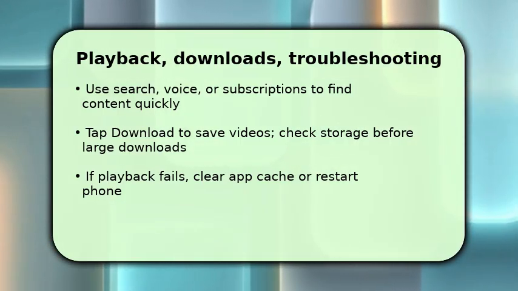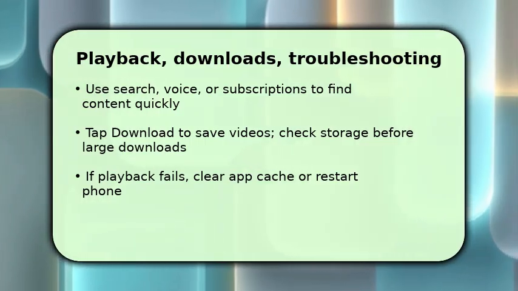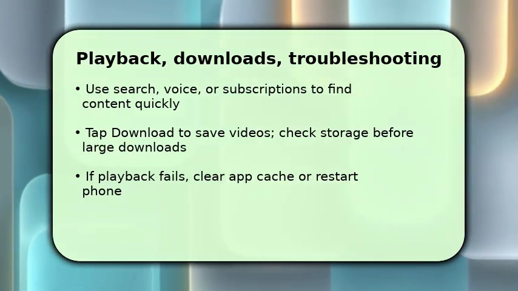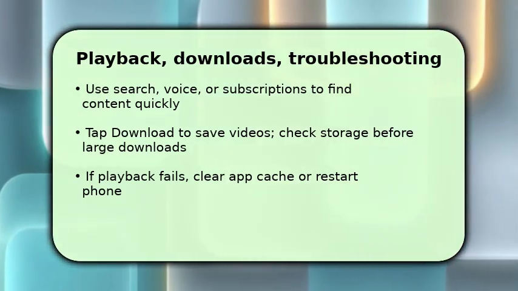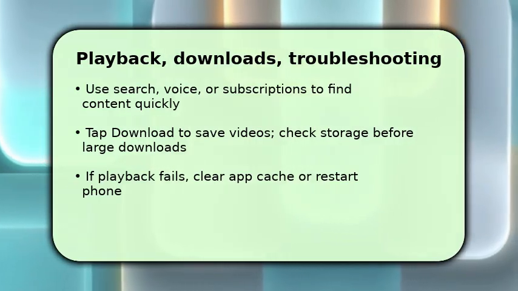If playback stutters, first pause and let buffering catch up, then try clearing the app cache or force stopping YouTube and restarting the phone. If problems persist, toggle airplane mode or sign out and back in. These steps resolve most connectivity or auth issues without losing your playlists.